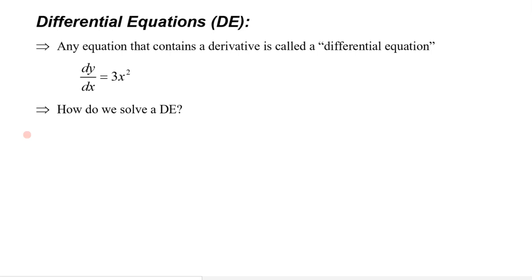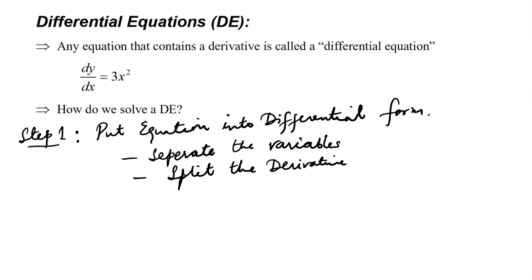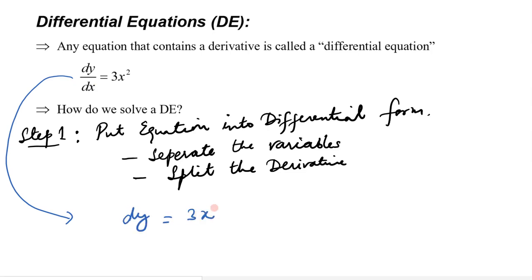So step 1 for solving a differential equation is that we put the equation into differential form. So we separate out the differential of y and differential of x. So basically we split the derivative. So for example, this equation, we're going to write this as dy is equal to 3x squared dx. So we have separated the variable x on one side and y on the other side.